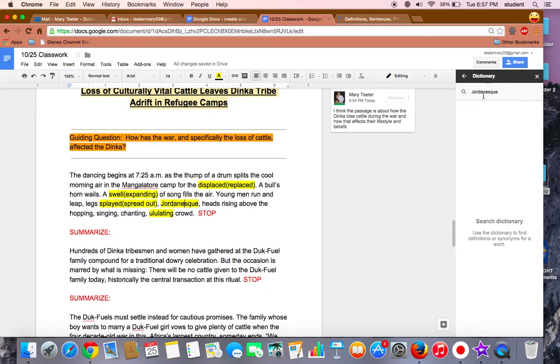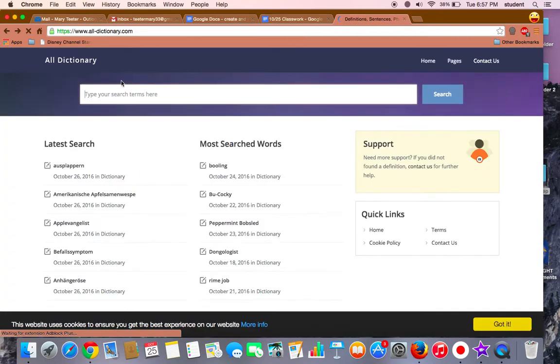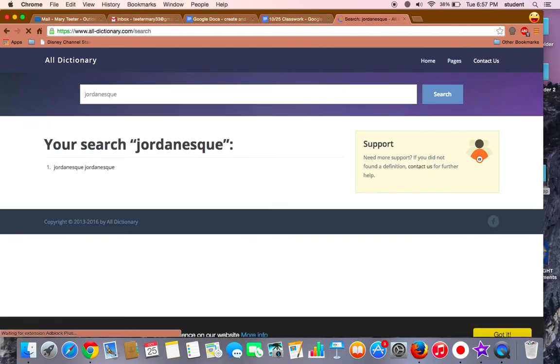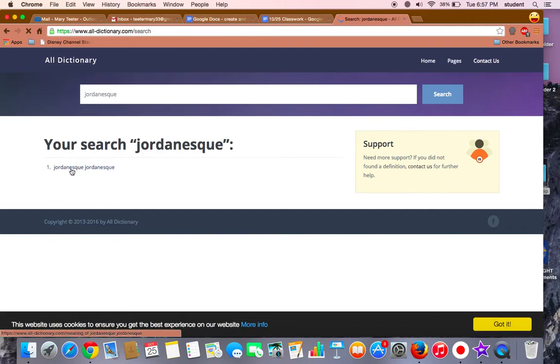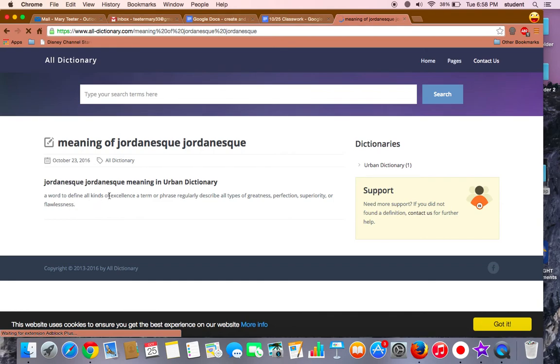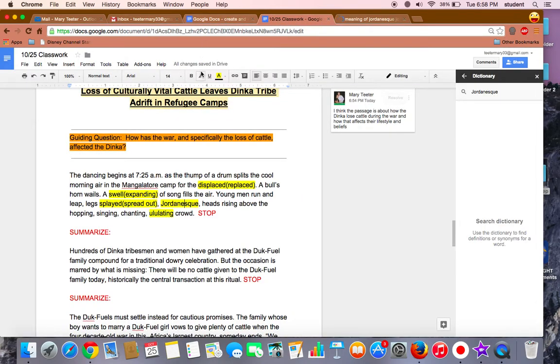And this one doesn't seem to have a dictionary on your computer, so the other option you can do is go to alldictionary.com and search that term there. Because sometimes it may just be a word that's not yet in the dictionary in Google Docs. So this says a word to define all kinds of excellence, a term or phrase regularly describe all types of greatness, perfection, or superiority, or flawlessness.